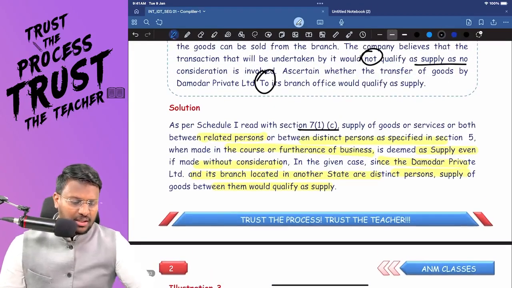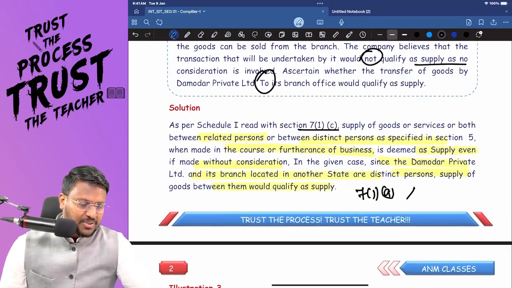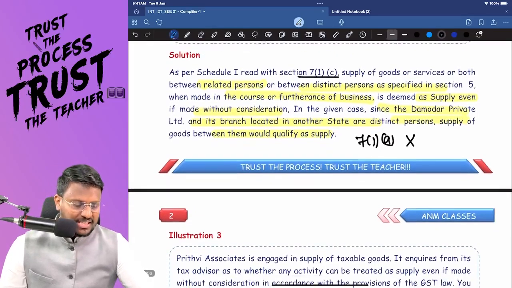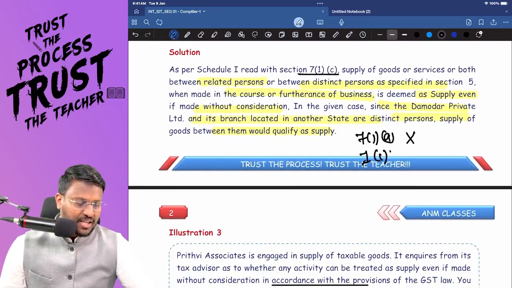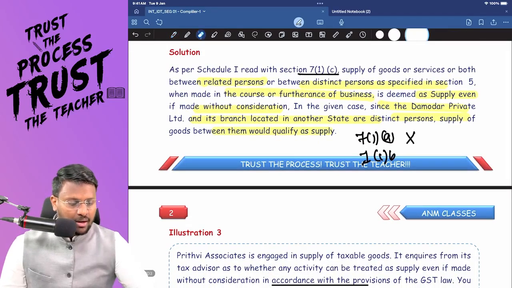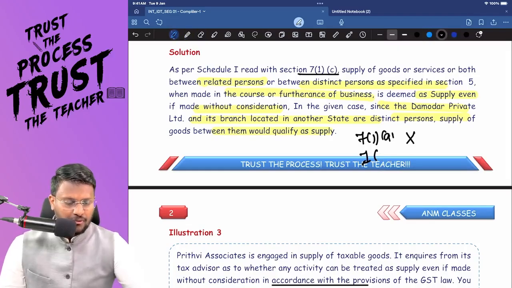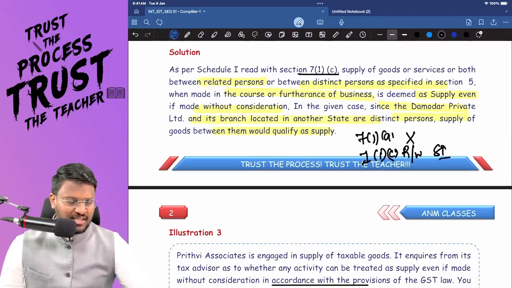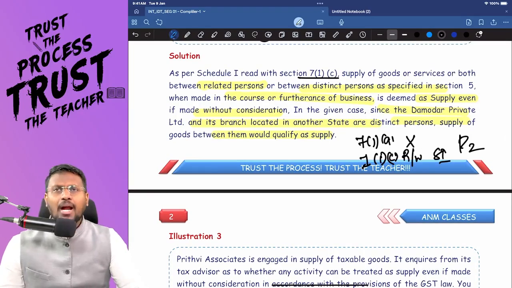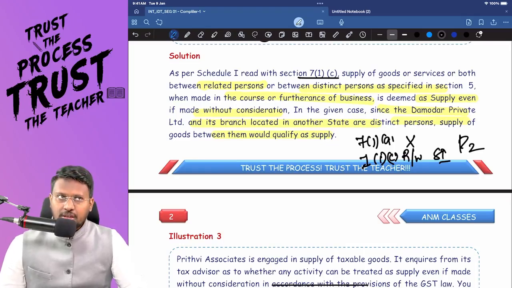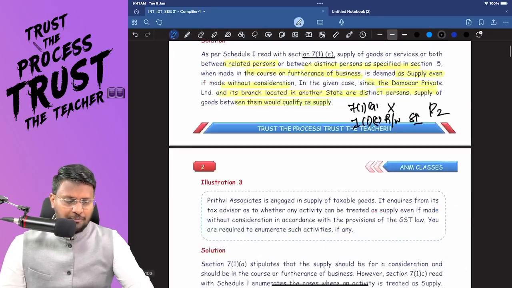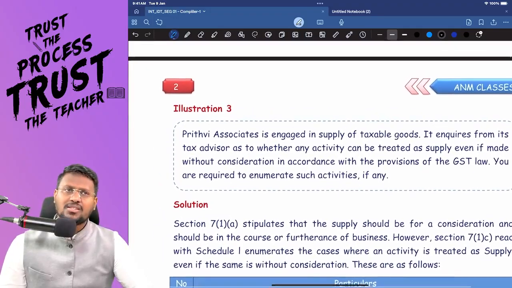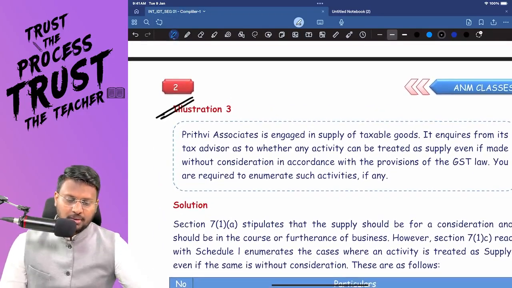Sir, this is not supply as per section 7 subsection 1 clause A, but this is supply as per section 7 subsection 1 clause C, read with schedule 1. Comfortable, sir? Clause C, read with schedule 1. Even you can say para 2 also, because para 2 is supply of goods or services or both between related or distinct persons as specified in section 25, made in the course or furtherance of business. Are you able to apply the provisions? I am moving into illustration number 3.